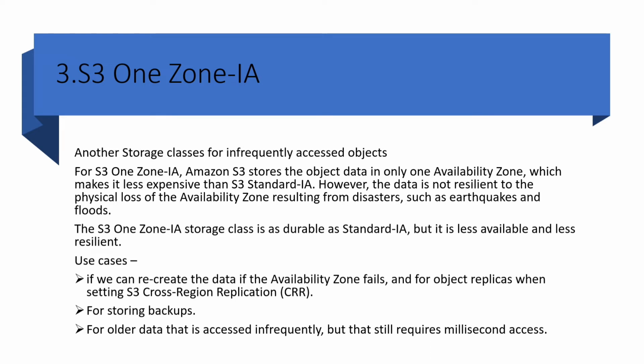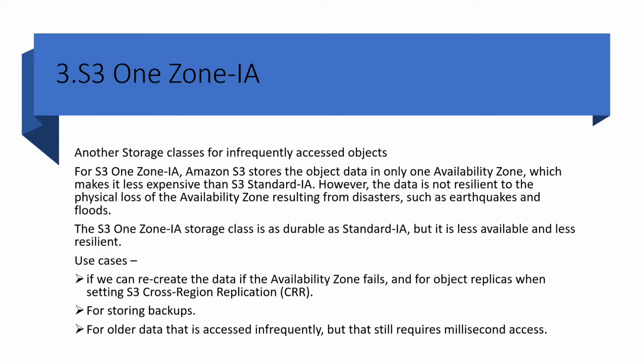So if the availability zone where we are using S3 One Zone-IA goes down, or there is a physical loss of that zone, then the data is not resilient. We need to take that into consideration when we use S3 One Zone-IA. It is less available and less resilient. It is as durable as Standard-IA, but less available because it stores the data in only one zone, and hence less resilient.